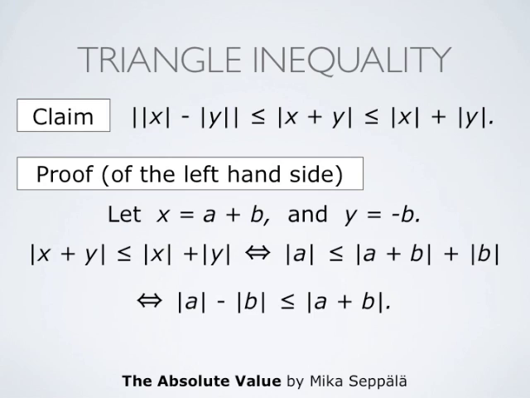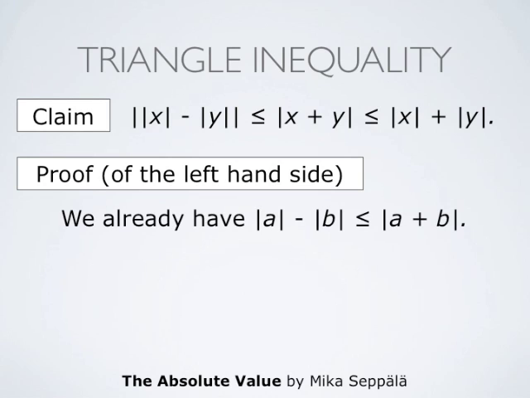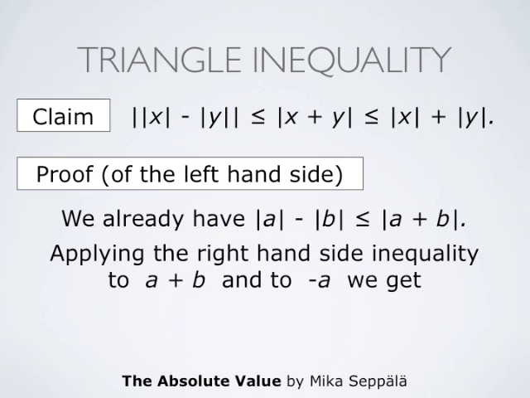So this is what we now have. The absolute value of a minus the absolute value of b is at most the absolute value of a plus b. Next, we apply the same reasoning to the numbers x equals a plus b and y equals negative of a. So we simply exchange the roles of a and b in this argument. We get precisely in the same way that the absolute value of b minus the absolute value of a is at most the absolute value of a plus b.